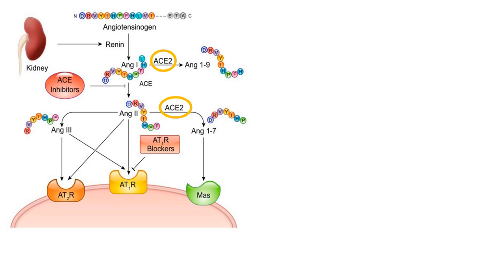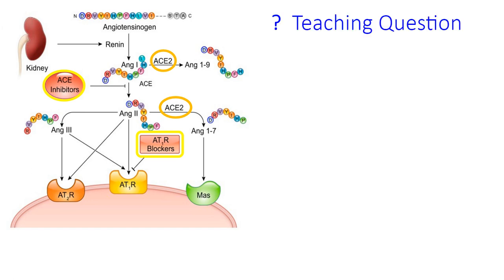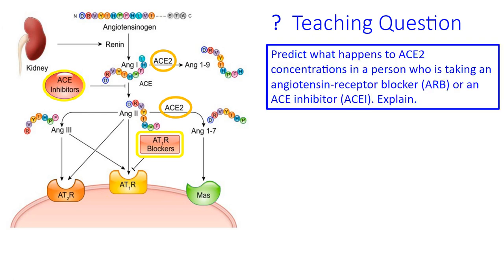And then we also have drugs that are commonly used for treating high blood pressure, hypertension. We have ACE inhibitors, sometimes simply called ACEs, and then we have angiotensin 1 receptor blockers, commonly called ARBs. So I give the students this figure, and the question I ask them is predict what happens to ACE2 concentrations in a person who is taking an angiotensin receptor blocker, an ARB, or an ACE inhibitor, and explain.